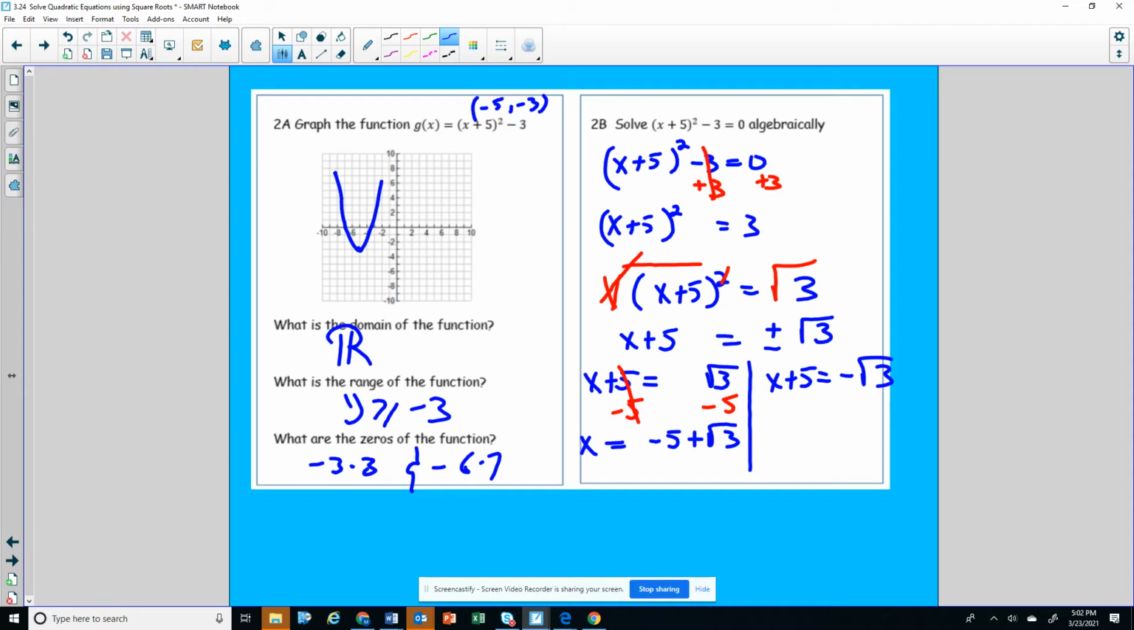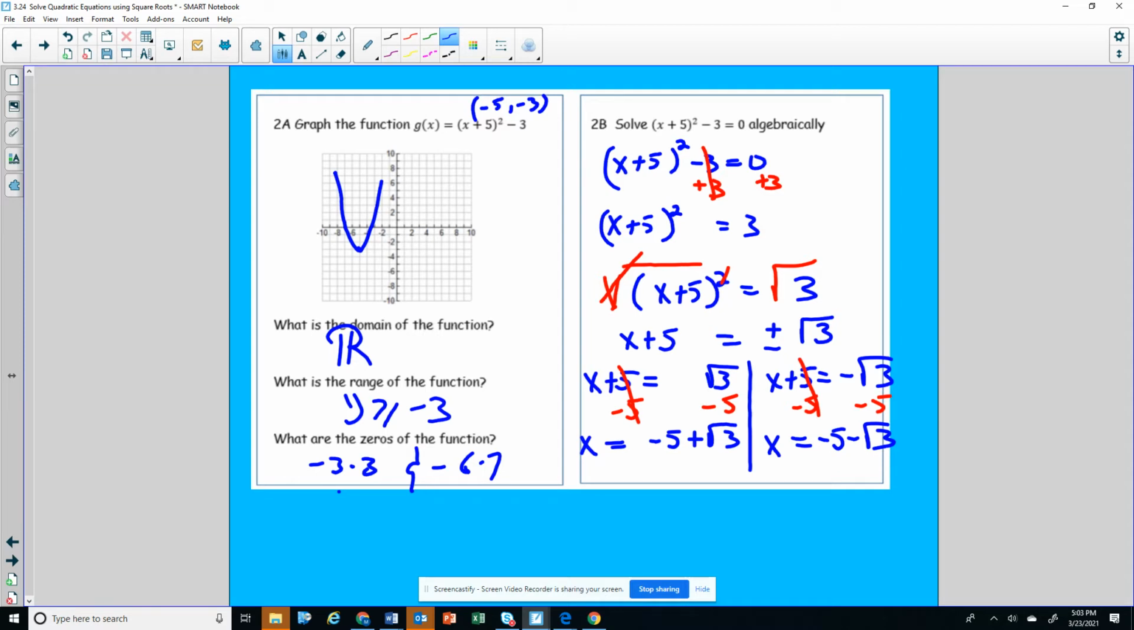And on the right side now, I'm going to add a negative number, a -5, to both sides. And so when I add, that goes away, and I'm left with x is equal to -5 minus the square root of 3. And I promise you, if you use your calculator and take the square root of 3, you will end up with these answers on the left side. Okay? So that's how we solve this algebraically.